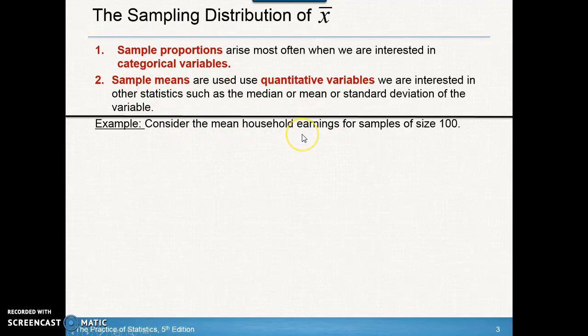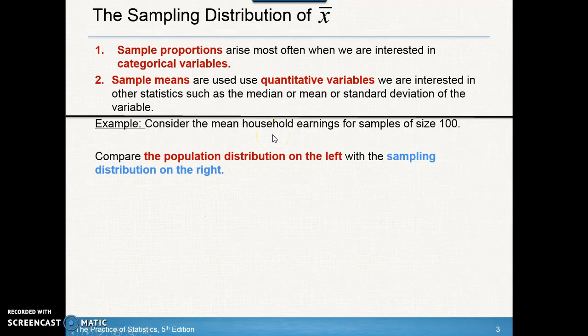Consider the mean household earnings for samples of size 100. What that means is we're taking a sample of size 100 and finding the mean household earning. We're going to do that a second time: take a sample of size 100, find the mean for that one, and do it a third time. So we're taking multiple samples of size 100 and finding the mean household income. We're going to compare the population distribution on the left. The population distribution would mean literally taking every single household and putting their earnings down. We're not taking an average; it's literally a list of households and their income on a graph.